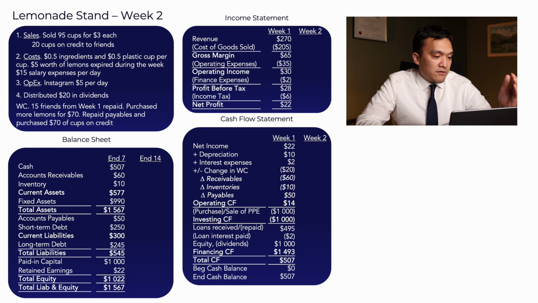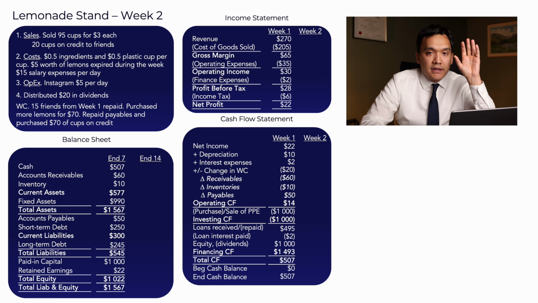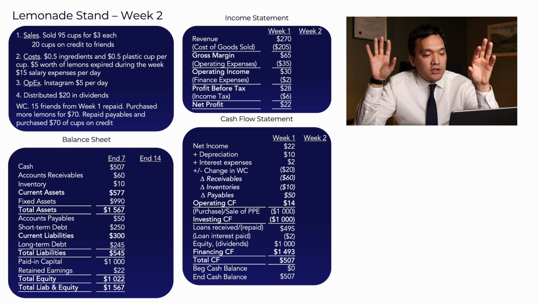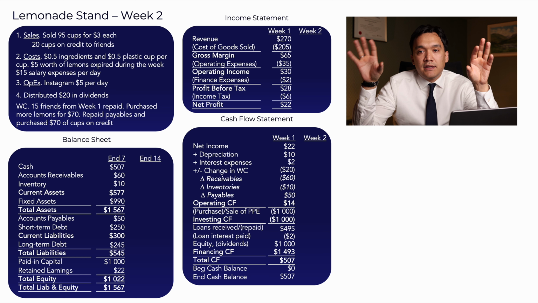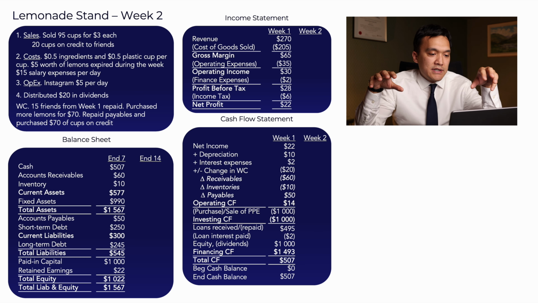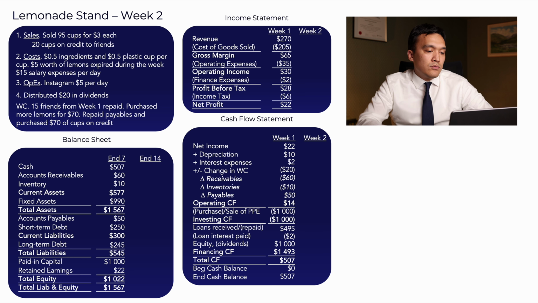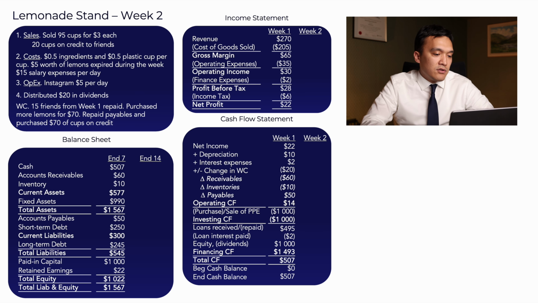So what do we see here? We have a balance sheet, income statement and cash flow statement for week 1. So for balance sheet we have a picture at the end of day 7 and we want to see our balance sheet at the end of day 14, at the end of the second week. And with the income statement and cash flow statement we will show how we got to the balance sheet at the end of day 14.